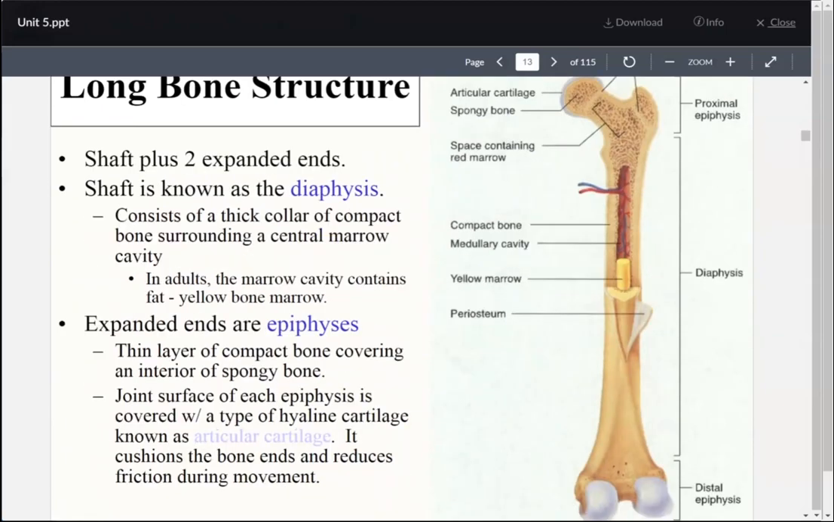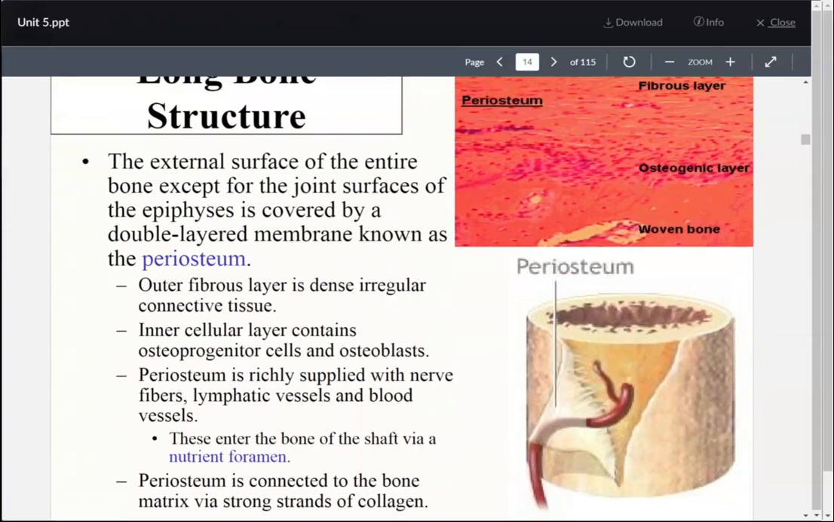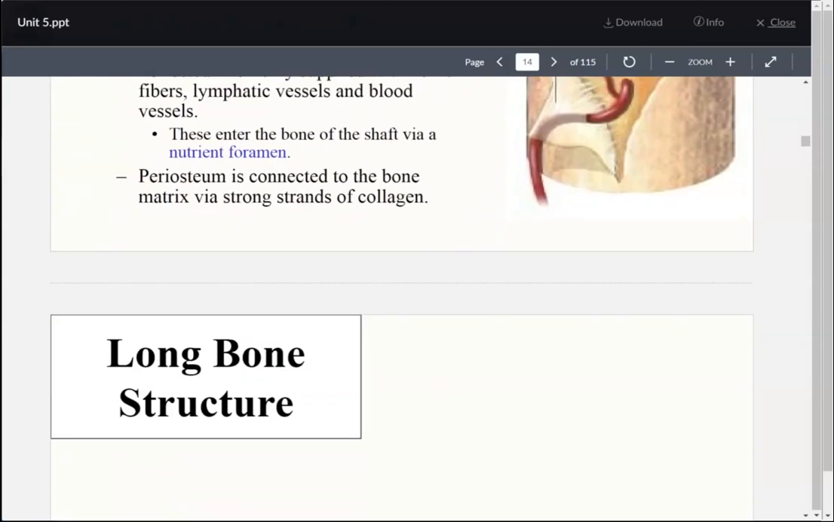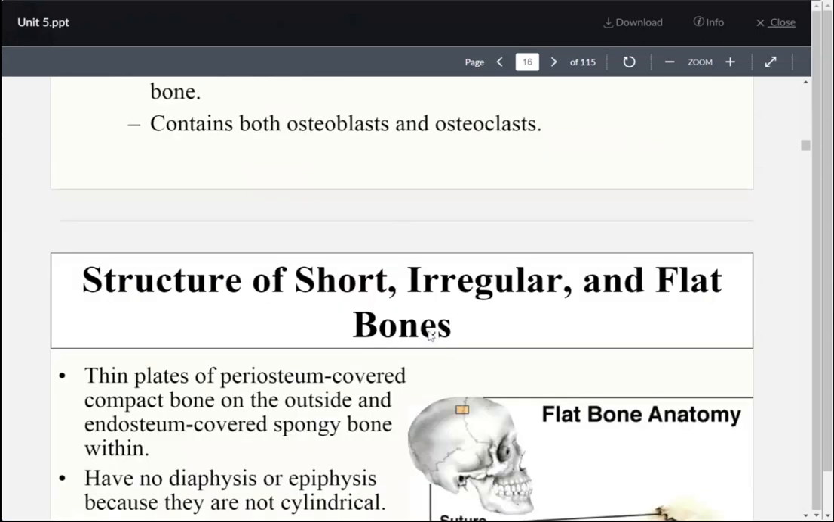Here's another explanation of a long bone. Here's that periosteum again, just a repetition. Some more repetition. We'll get into the trabeculae of spongy bone when we get into our histology audio.